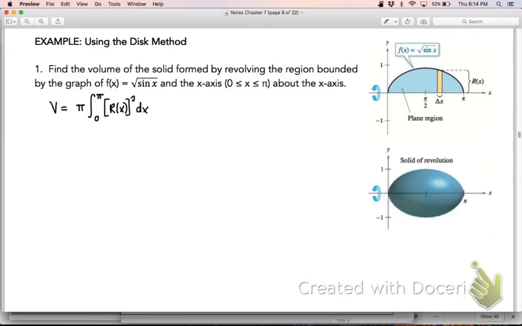Okay, so the radius, hopefully it makes sense that that is going to be the height of our representative rectangle here. That value r of x, in this case, because it's the height from the x-axis, is just f of x. So in this case, r of x is equal to f of x, because that's going to give us the y value there. And for this function, r of x is equal to the square root of sine of x.